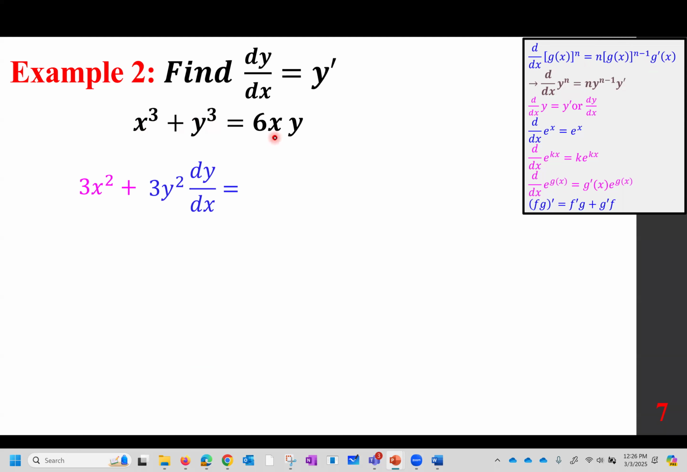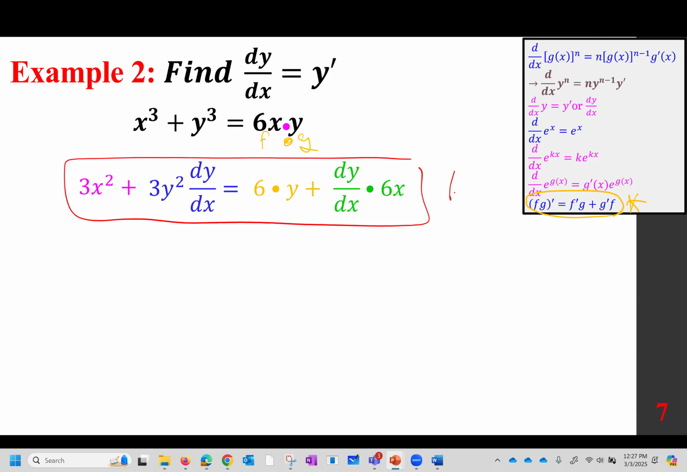The right side is a product of 6x and y, so I put a raised dot, and I'm going to call them f and g. The product rule is used, which means f prime g plus g prime f. 6x gives us 6 times y, and y gives you y prime, or dy/dx, times 6x. And this is the only calculus step. This is the only calculus step, everybody. One and only one calculus step.